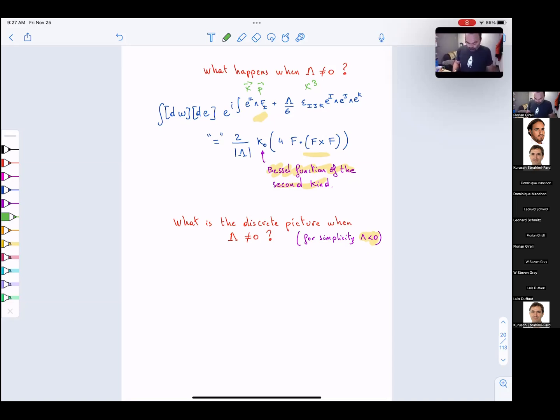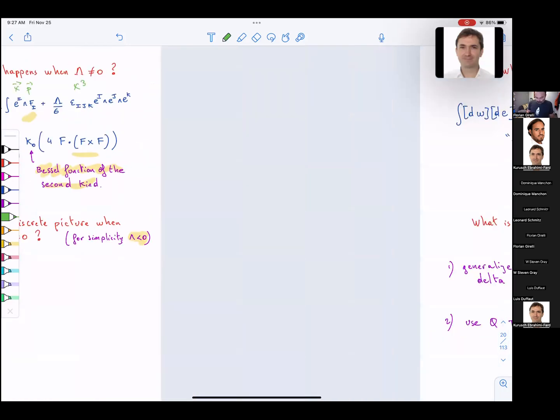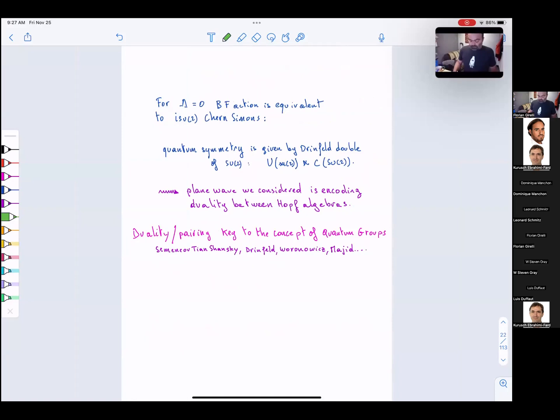Yeah. Thank you. So like I said earlier, the BF action is related to the Chern-Simons action, and when lambda is equal to 0, this is a Chern-Simons action defined in terms of the Euclidean group. And the Euclidean group, at the quantum level, gives you the Drinfeld double. So the key symmetry at the quantum level for the Euclidean group Chern-Simons is the Drinfeld double of SU(2), where the dual piece of SU(2) is trivial, just R^3. Or that's U of, that's this structure over there.